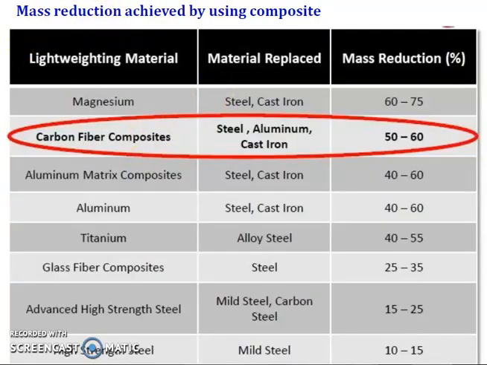For example, mass reduction is mainly why we go for composite material. Composite materials give weight reduction. You have to reduce the weight of the object. You replace aluminum alloy or steel with a composite material. For example, carbon fiber composites replace steel, aluminum and cast iron. The mass reduction will be 50 to 60%. There is a huge reduction of mass. If mass is reduced in automobiles or other structural applications, the efficiency will be improved.